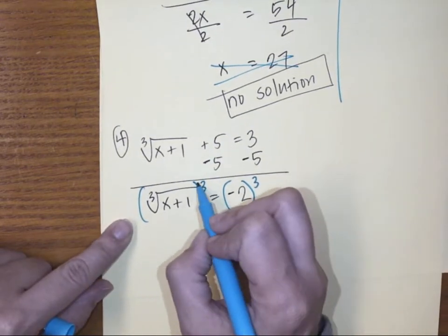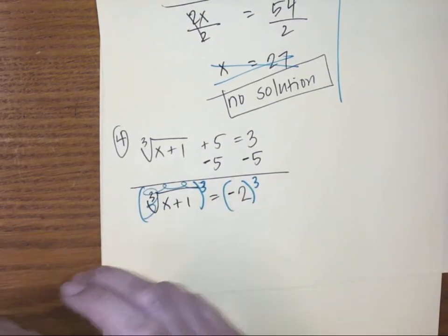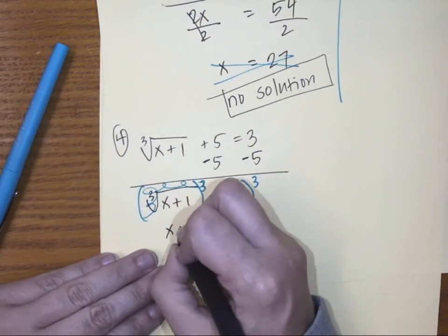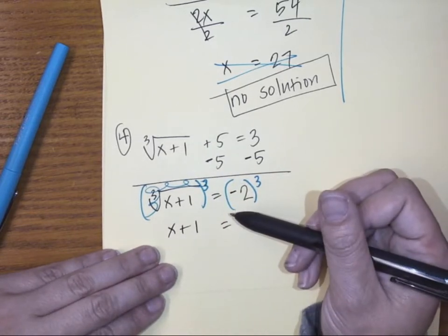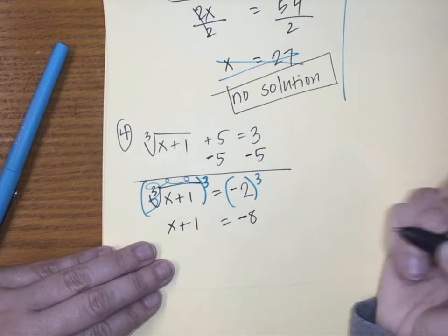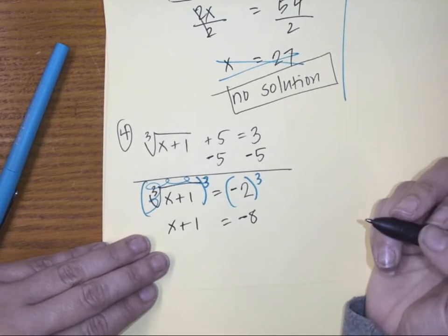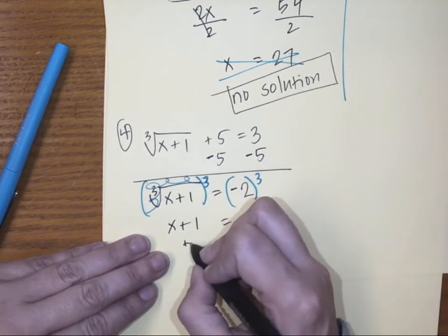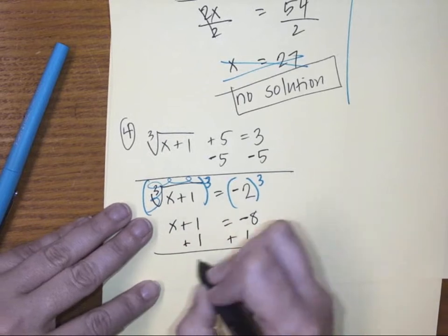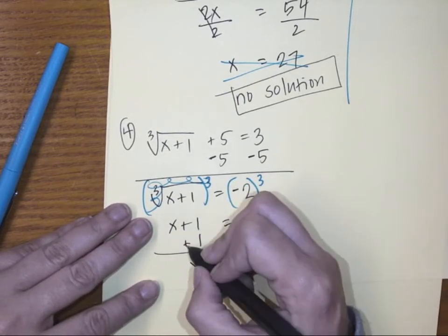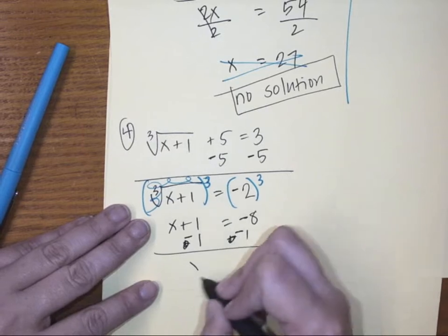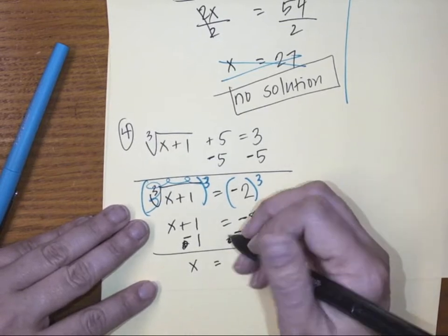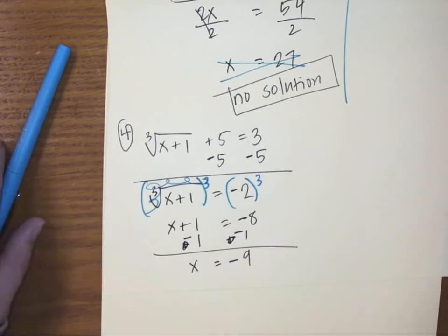And then I'm going to cube both sides, raise both sides to the third power. The cube and the cube root undo each other on the left-hand side, and so I'm just left with x plus 1. On the right-hand side, negative 2 times negative 2 times negative 2 is negative 8. And then when I go to solve for x, I add 1 to both sides, nope, don't add 1. You do the opposite of adding 1, which is subtracting 1, sorry. Subtract 1 from both sides, and negative 8 minus 1 is negative 9.